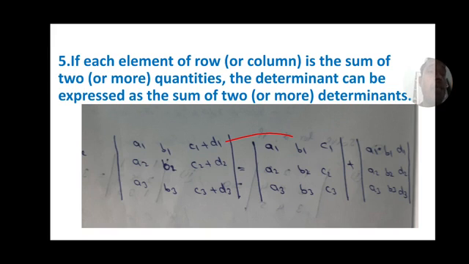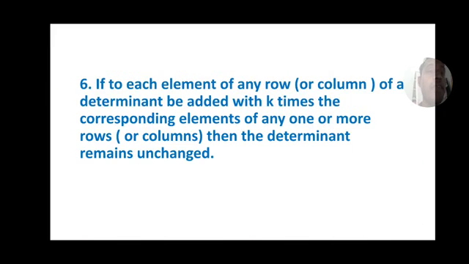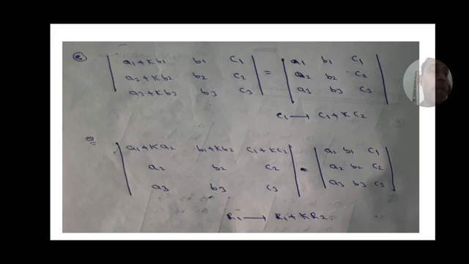If sum of two elements, any row or column is sum of two elements, then the determinant is also sum of two determinants. Okay, if each element of any row or column of a determinant be added with k times the corresponding elements of any row or column, then determinants does not changes, remains the same. That is it. ఓకే, ఒక రోలోని ఎలిమెంట్స్కి లేదా ఒక కాలంలోని ఎలిమెంట్స్కి ఇంకో కాలంలోని ఎలిమెంట్స్ని కేతో మల్టిప్లై చేసి యాడ్ చేస్తే డిటర్మినెంట్ డస్ నాట్ చేంజెస్. ఈ ప్రాపర్టీని మనం ప్రాబ్లమ్స్లో ఎక్కువ యూజ్ చేస్తాం. ఓకే, ప్లీజ్ కాన్సంట్రేట్. I will prove this property.